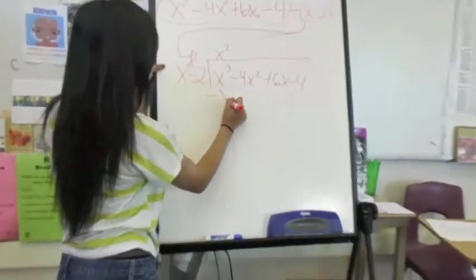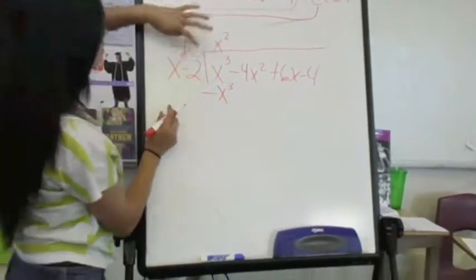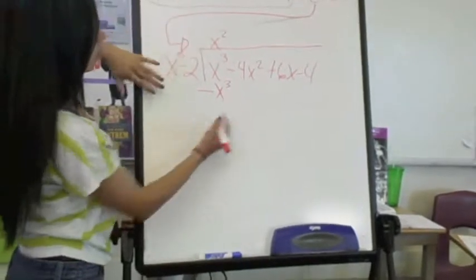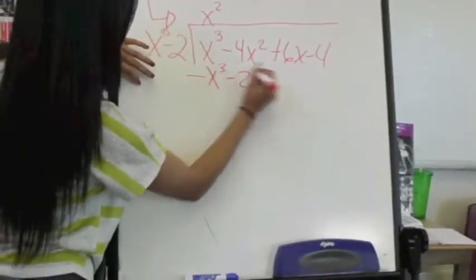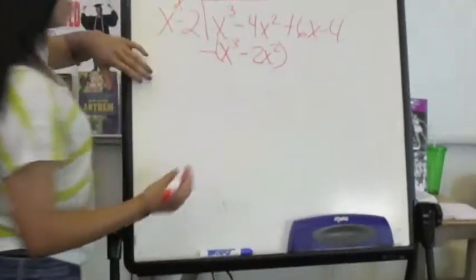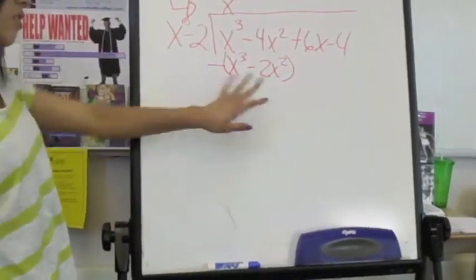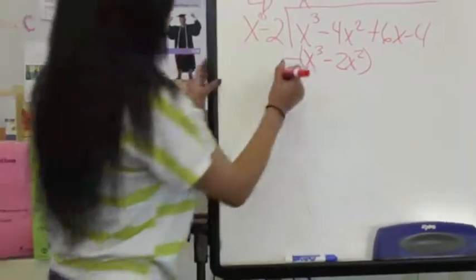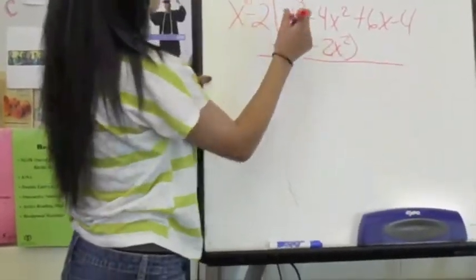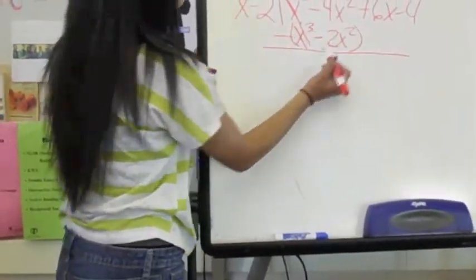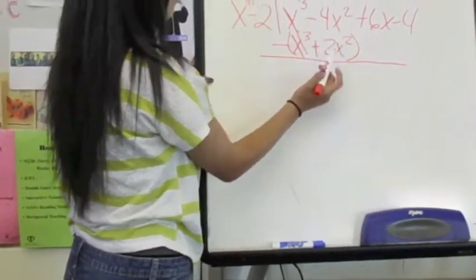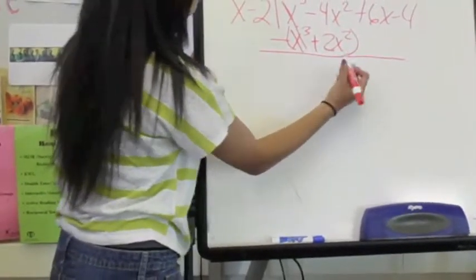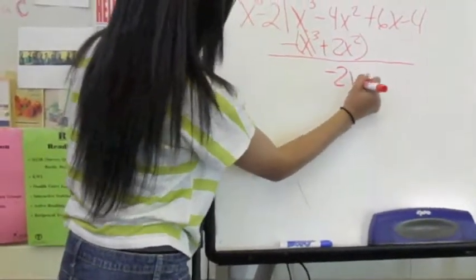Subtracting, so x to the third, and then you multiply this too, so minus 2x squared. And you distribute the negative to everything inside the parentheses. So your x cubes cross out, and your 2x squared turns positive. So it will be negative 4x squared plus 2x squared, which gives you negative 2x squared.